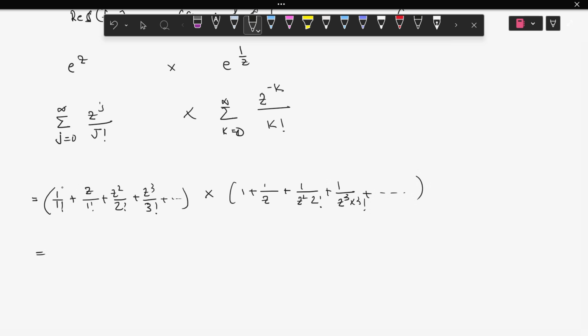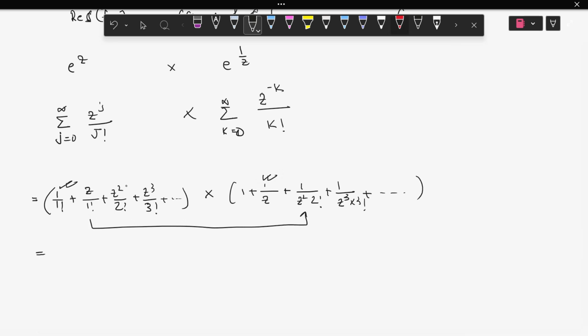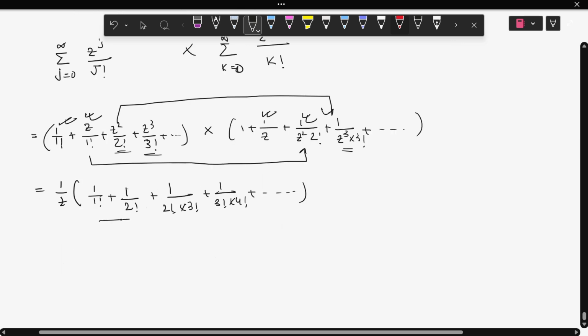1 by z will come if I multiply the first term with the second term. Again, if I multiply this term with z square, multiply this term with z cube, in this way 1 by z will come. So if I write the coefficient of 1 by z, first will come 1 by factorial 1. Then if I multiply this term with this term, I would get 1 by factorial 2. Then if I multiply this term with this term, I would get 1 by factorial 2 into factorial 3, plus 1 by factorial 3 into factorial 4, plus and so on. Okay? It will come like this. So this is the residue of f at the point 0.